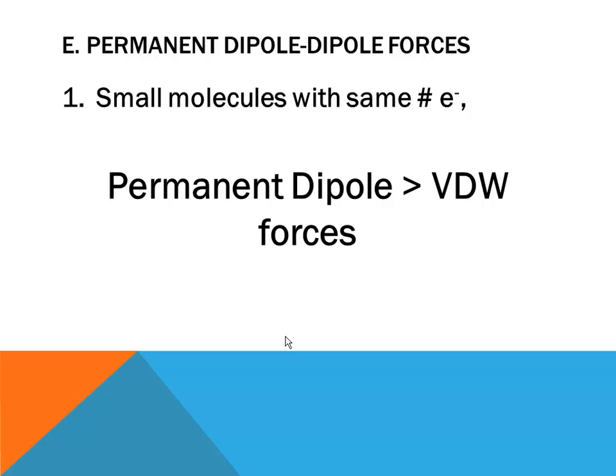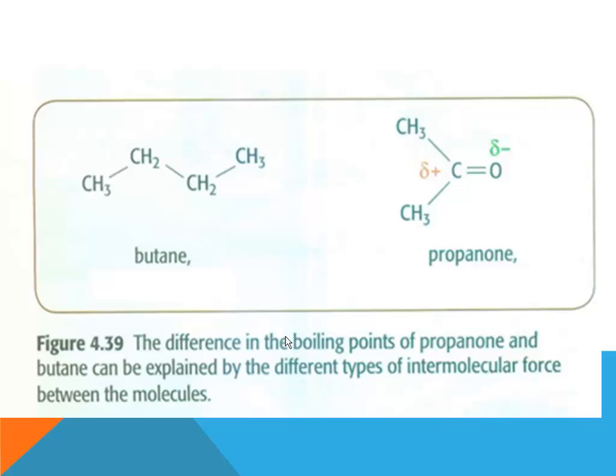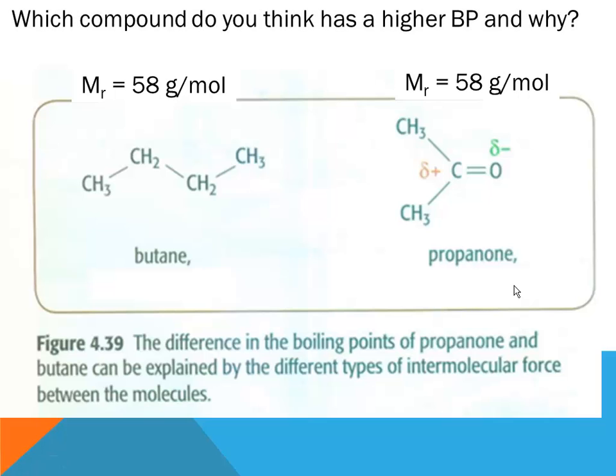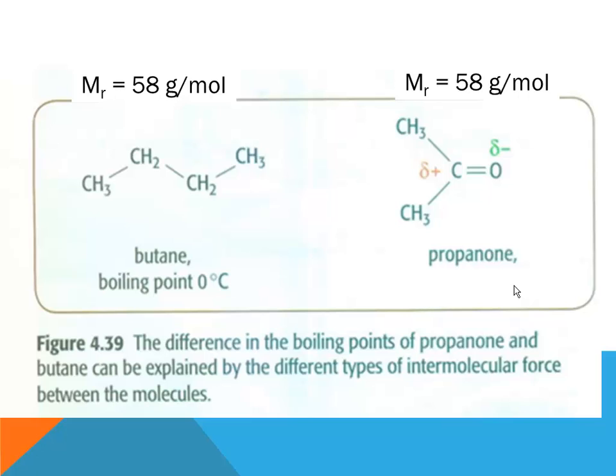So, small molecules with the same number of electrons. The permanent dipole is greater than the van der Waals forces because of electronegativity. So you can see here they're the same molecular weight, butane and propanone, but propanone has a higher melting point and boiling point than butane because of the dipole-dipole forces by the carbon and oxygen.